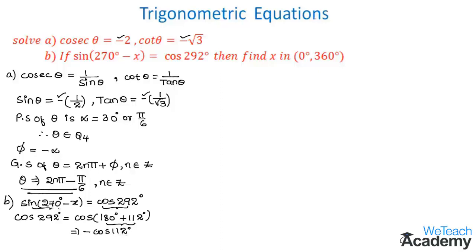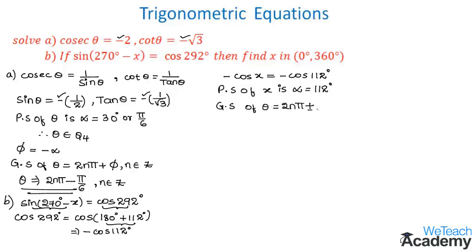And now coming to the LHS side, which is sine of (270 degrees minus x). So this is in the form of sine (270 minus theta) is equal to minus cos theta. So here we get minus cos x is equal to minus cos 112 degrees. And then minus minus gets cancelled and we get the equation as cos x equal to cos 112 degrees. So the principal solution of x is alpha is equal to 112 degrees, and the general solution of such equation is given by the formula theta is equal to 2n pi plus or minus alpha, where n belongs to integers.